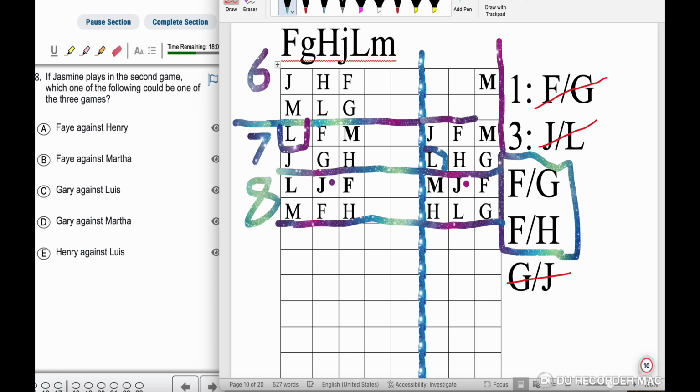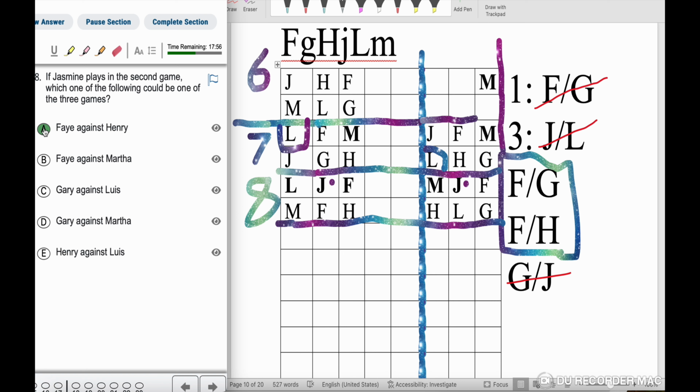Which one of the following could be one of the 3 games? F against H? That's true. F against Martha? That's not going to happen. G against L? Don't see it. G against M? This one doesn't even have a G, so let's just put the G in, I guess we can do either way. This is in game 3, so we can put G in here.